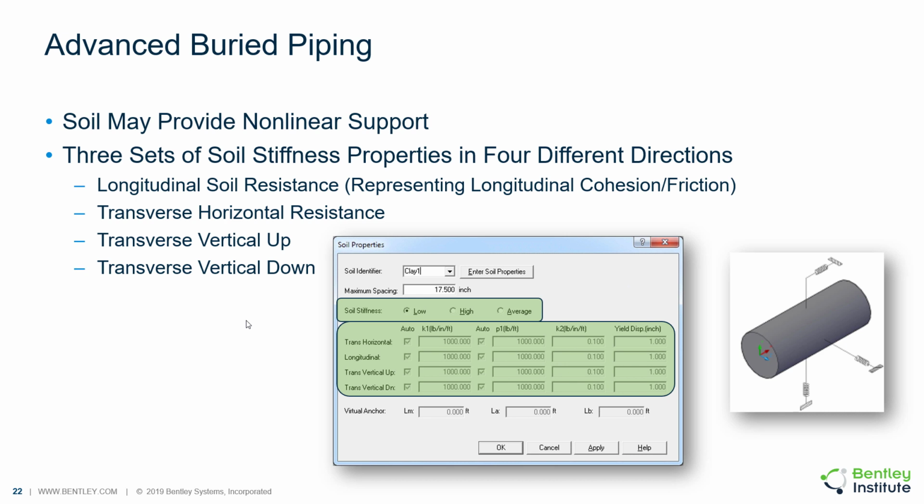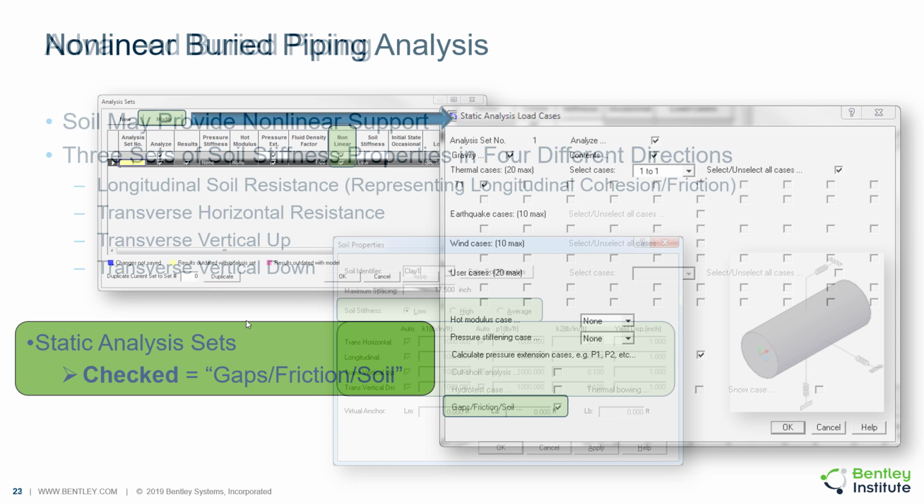And this is really important for the user to be able to define these soil springs at closer spacings where a change in the direction occurs, like after a bend or after a T. And then the soil spacing can be increased as the pipe moves away from bends and Ts until possibly a virtual anchor is approached, after which soil springs might no longer be required.